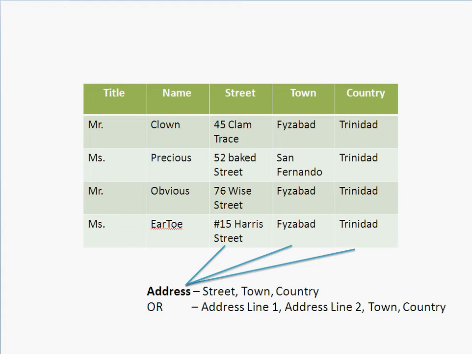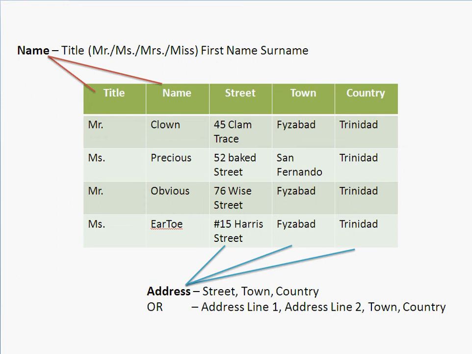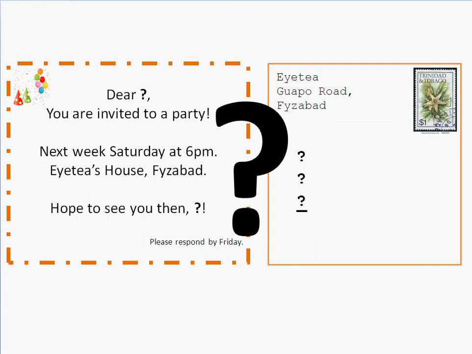Address line 1 means the information that is displayed on the first line of the address would be stored in address line 1. So, we have all the information necessary already stored in your database. But how do we get that information into your invitation?